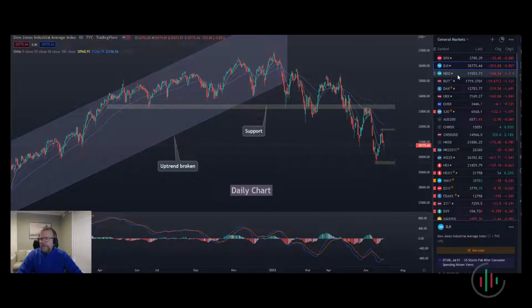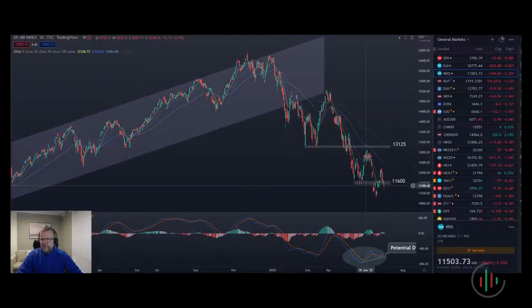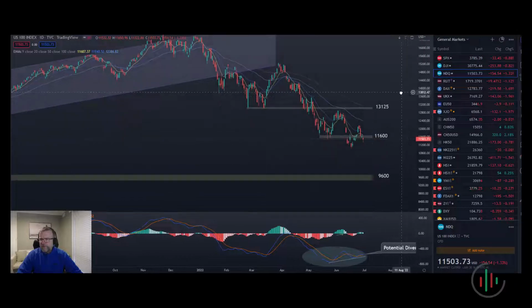Okay, Nasdaq. That's a key one here. Still same sort of scenario. I thought it might have had a decent bounce up towards this level at 13,125. This leg would get a bit more juice in it, but instead it failed pretty early. We're back down to the 11,600 lows from previously. It's heading south. There's a potential it can get down to 9,600 if we keep continuing down.